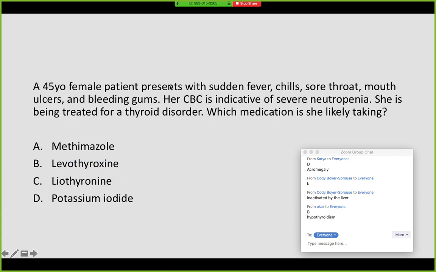So another 45-year-old patient presents with sudden fever, chills, sore throat, mouth ulcers, and bleeding gums. Her CBC is indicative of severe neutropenia. She's being treated for a thyroid disorder. Which medication is she likely taking?